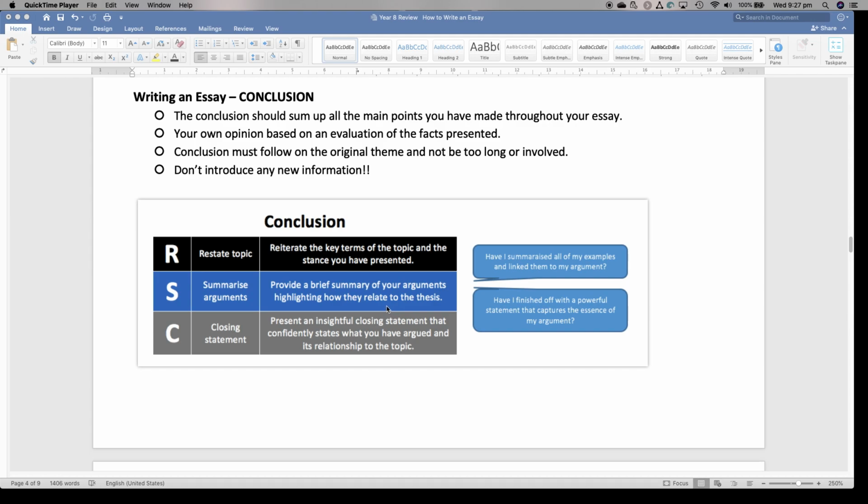And you do this very briefly. You don't want to repeat yourself too much, but you do want to show your marker exactly what you've argued. And then the closing statement. For some reason, this seems to be one of the more difficult things for students, is writing a really good closing statement. But it's certainly not something that should provide too much difficulty at all. So let's have a quick look.